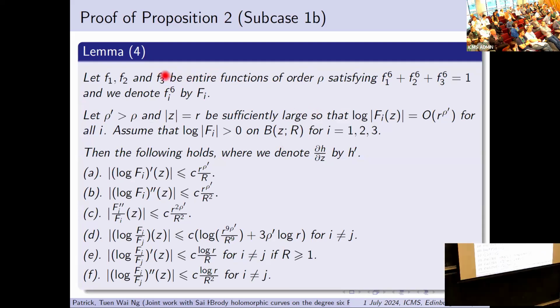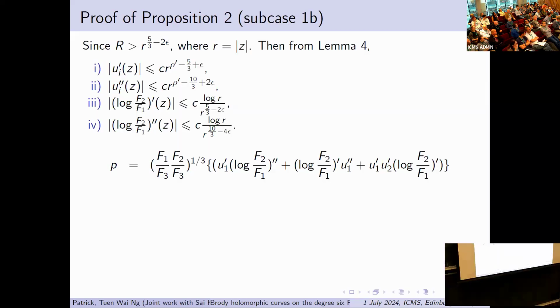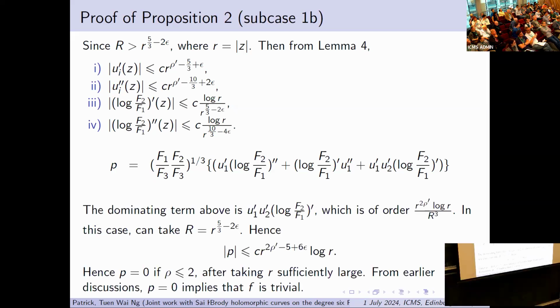If you have F1, F2, F3 satisfying this Fermat functional equation of degree 6, then you have all this estimate, with the capital R. So what you need to do is put all these things into the P. And finally, you will get that P is bounded above by this expression.